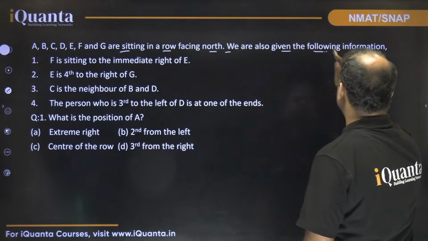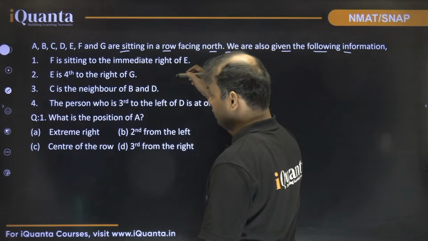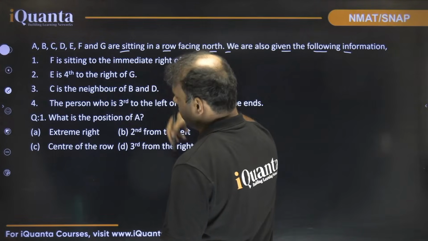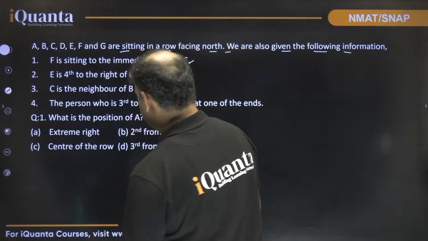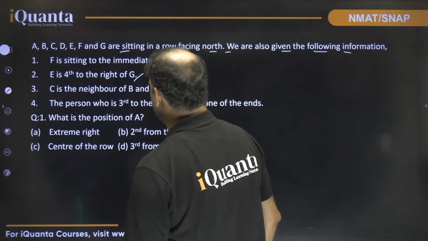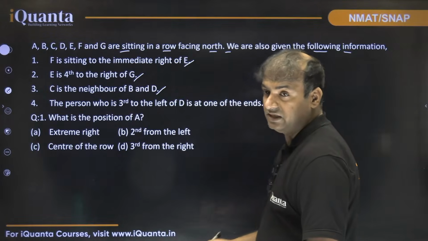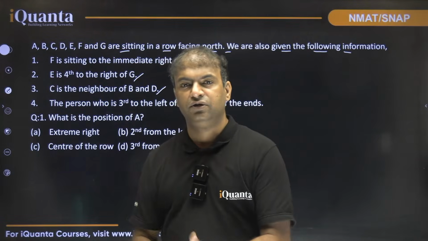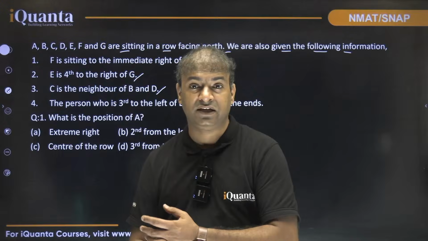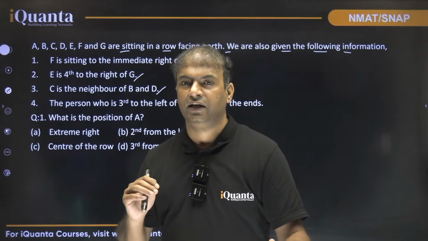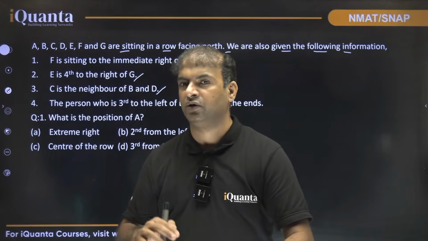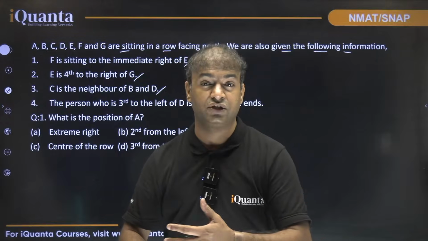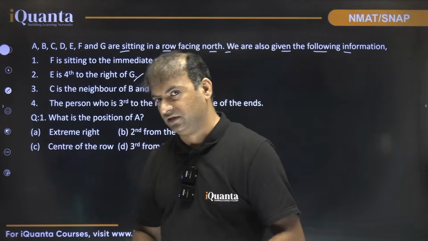We are also given the following information: F is sitting to the immediate right of E. E is fourth right of G. C is the neighbor of B and D both. Neighbor means, guys, immediate neighbor, okay? Neighbor, immediate neighbor, just next to, adjacent, they all are the same points, right? Either they say neighbor, or immediate neighbor, or just next to, or adjacent. They all are the same points, fine?